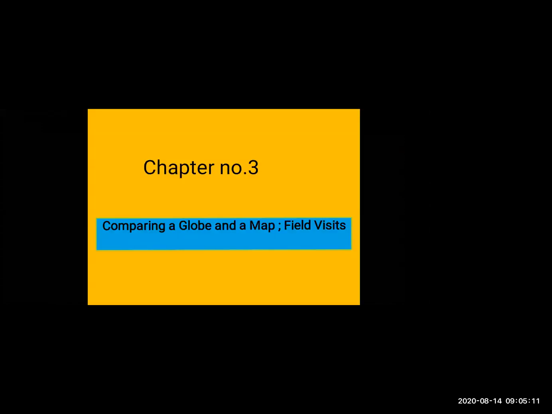Now today we have gathered here in an online meeting to study a very important subject, that is geography. In this lesson, we are going to learn the third chapter of geography, that is comparing a globe and a map.